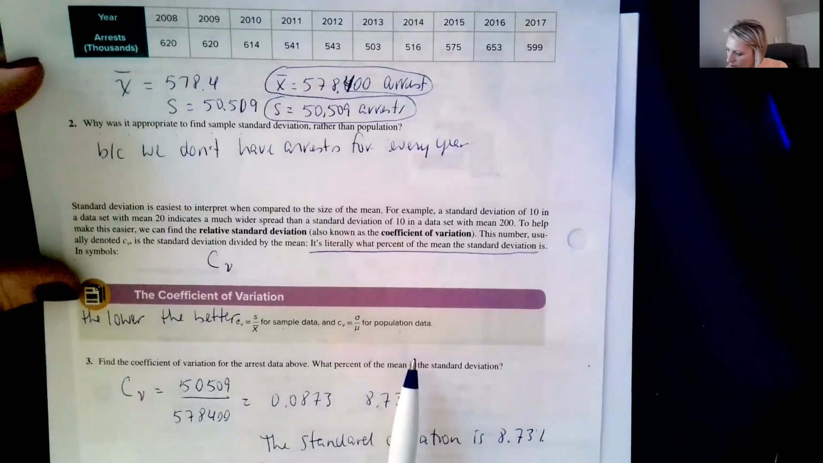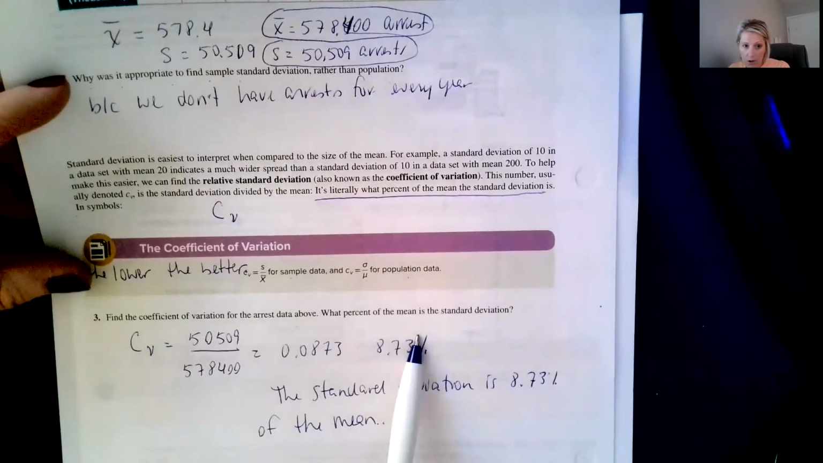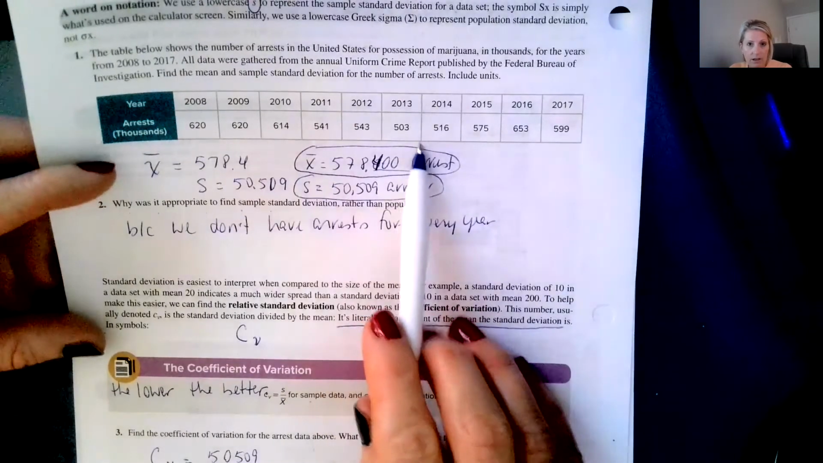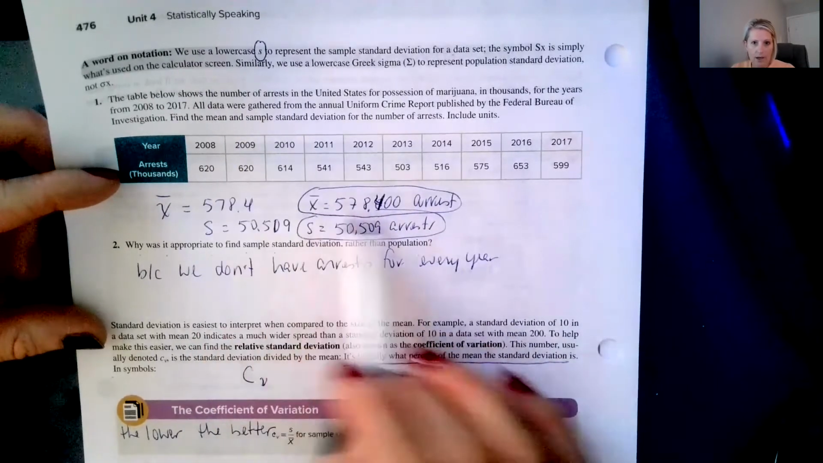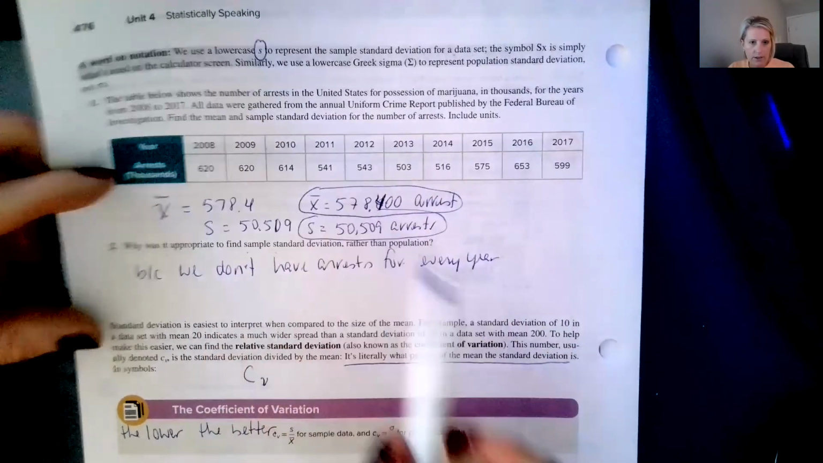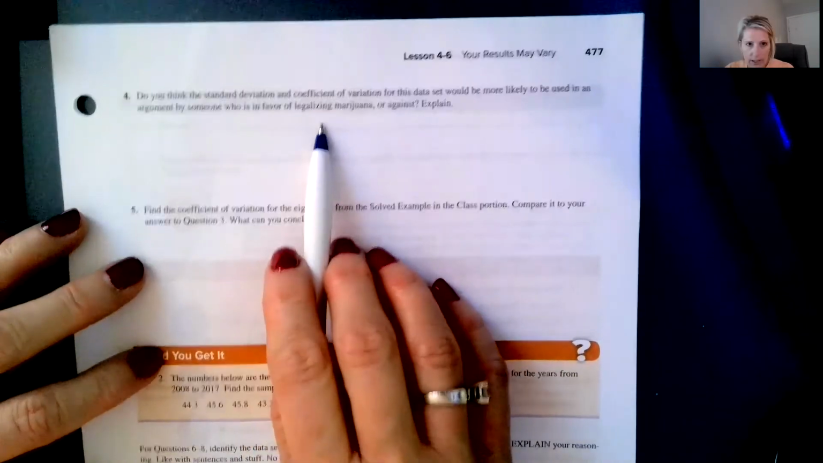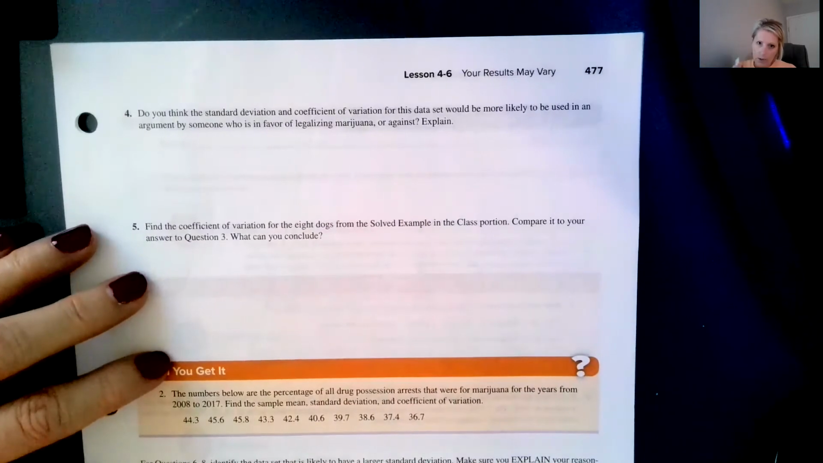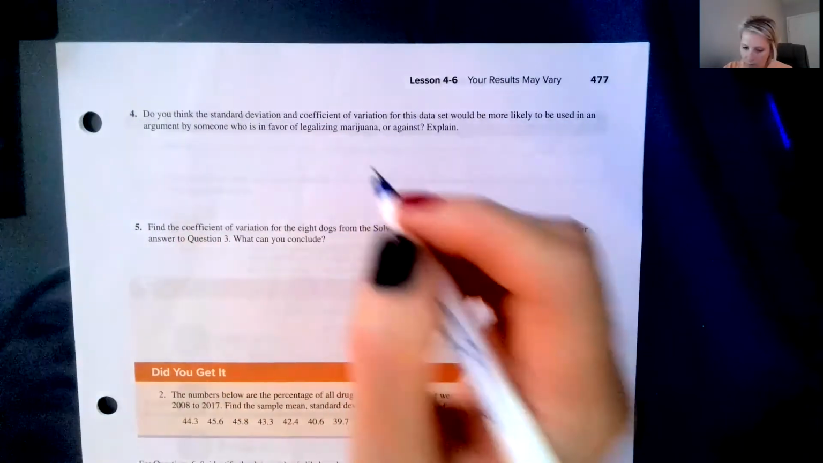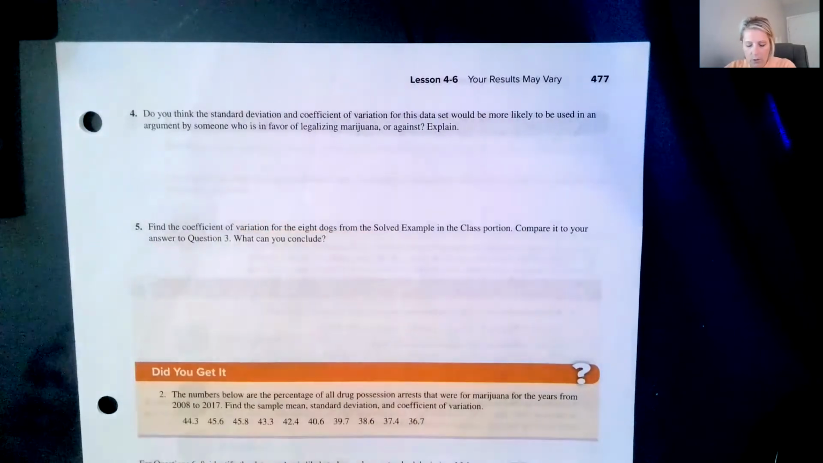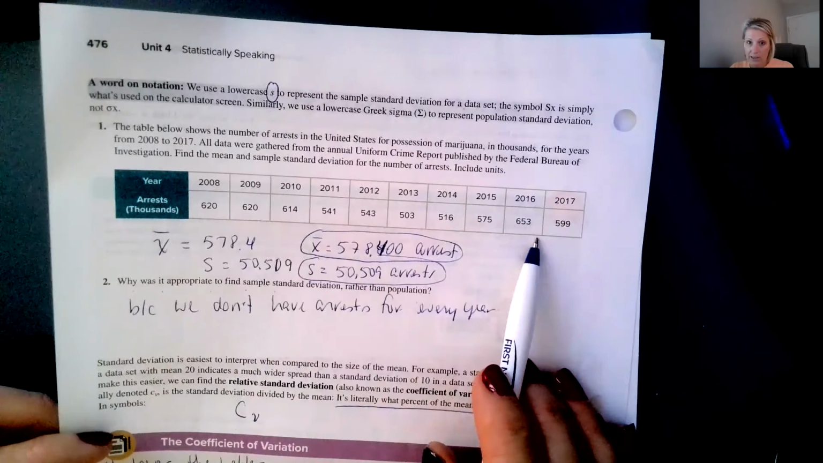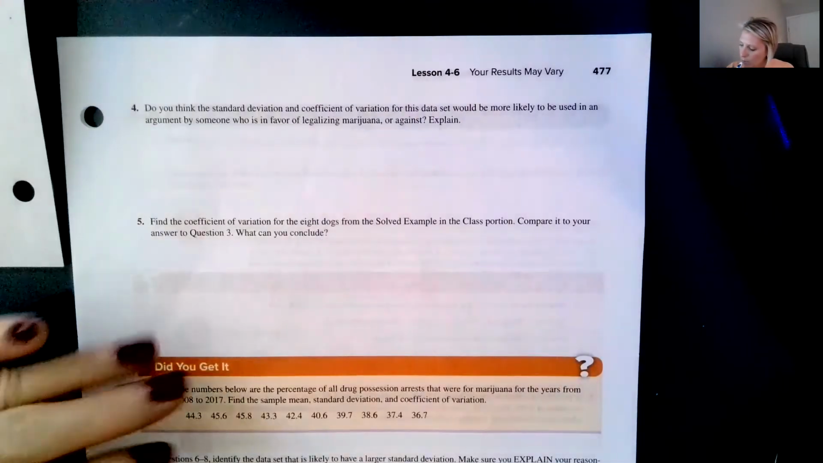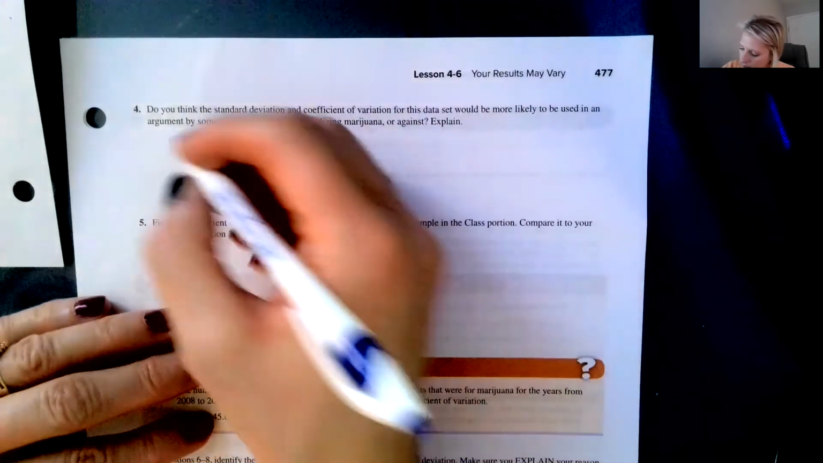So you would want our mean to be low because our data is kind of up and down, right? Lots of arrests over the years. Who's in favor of legalizing marijuana? So there's a lot of arrests going on. So you would think that with the standard deviation being low compared to the mean, it means they're consistently arresting a lot of people. So they're saying legalize it.